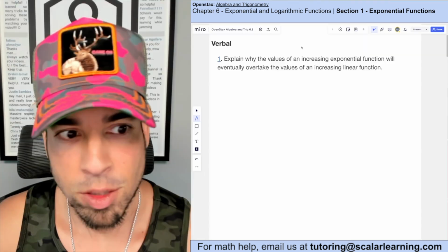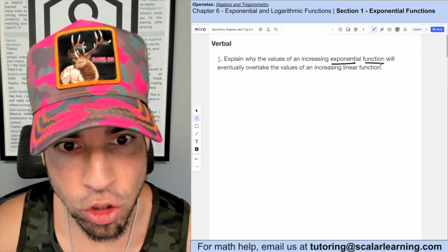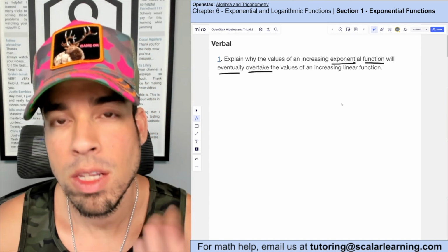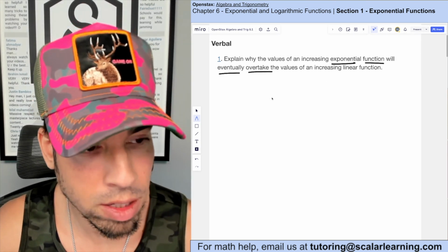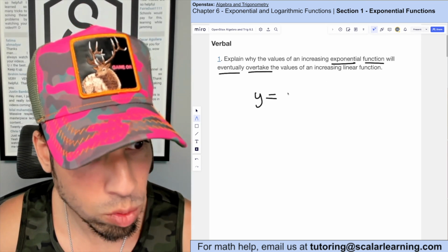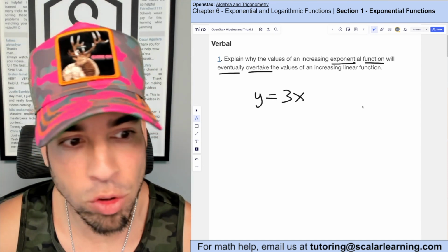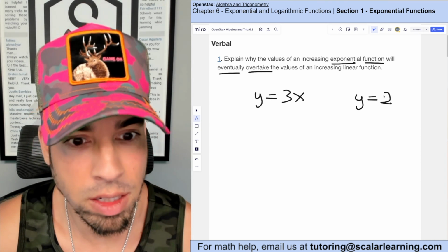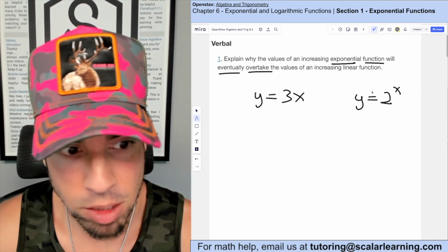Let's do it. Explain why the values of an increasing exponential function will eventually overtake values of an increasing linear function. So let's look at two different examples. A linear function might be y equals 3x, and an exponential function, just as an example, might be y equals some constant, like 2, let's say, to the x power.